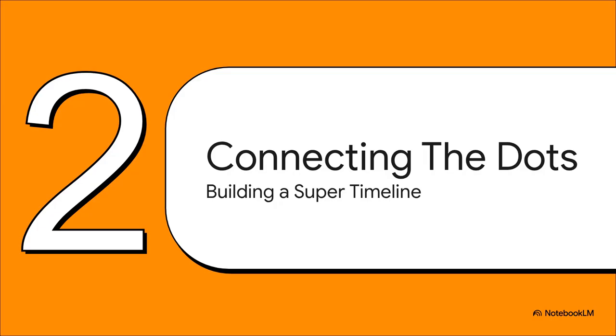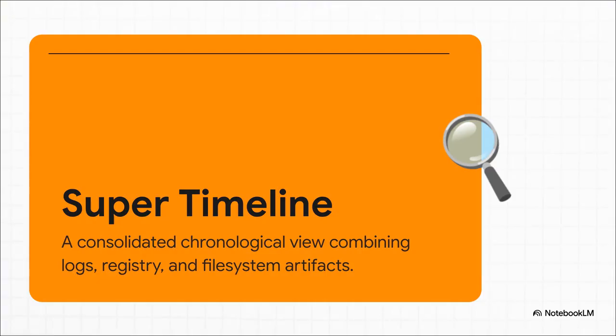Okay, so finding one suspicious file is a fantastic start, but it's almost never the whole story. An attacker hardly ever uses just one tool. To really see the big picture, investigators have to zoom out. They have to connect that first clue to everything else that was happening on that system at that exact same time. And the way they do this is by building something called a super timeline.